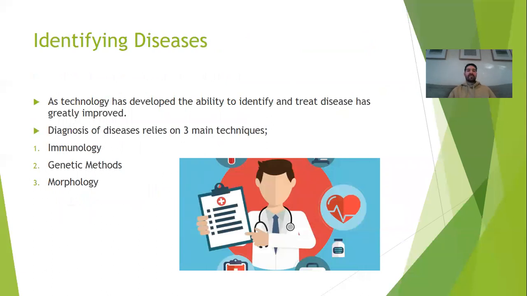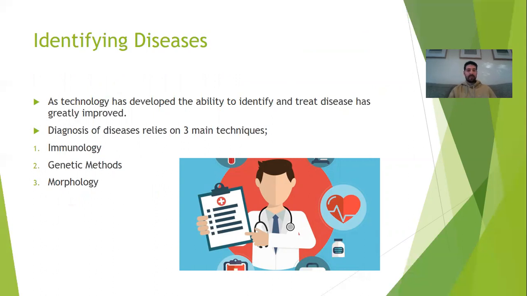So one of the jobs of scientists is to actually identify diseases and be able to know what disease they're dealing with. There are three main techniques that scientists rely on. They're going to look at immunology, genetic methods, and morphology. These three methods help them to decide what disease they're actually dealing with and then how to treat that in the first place.